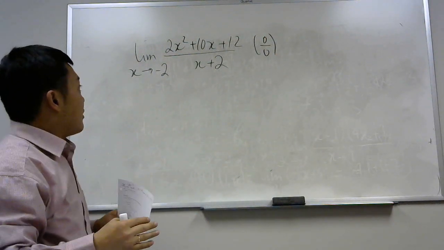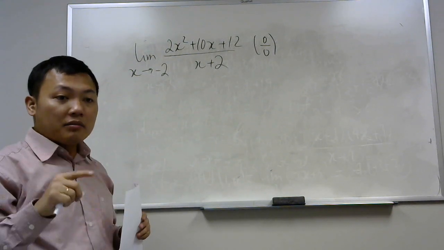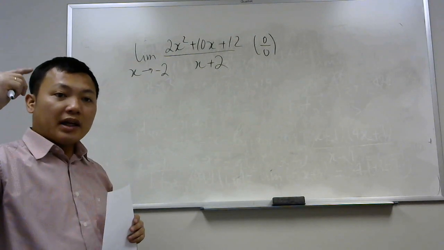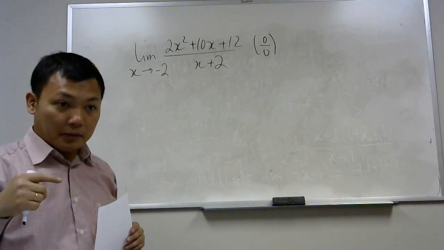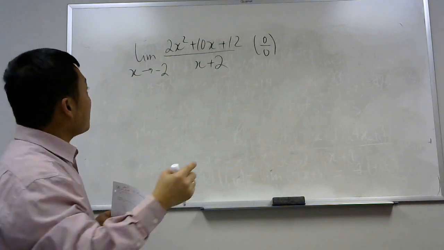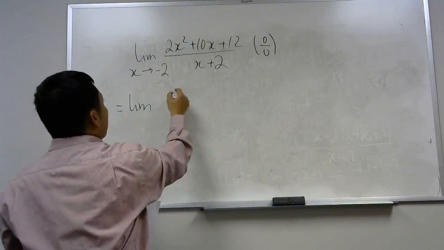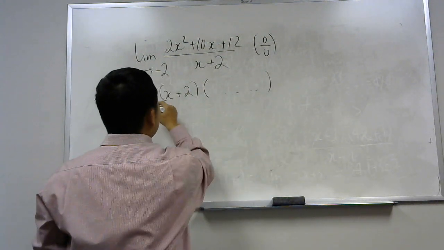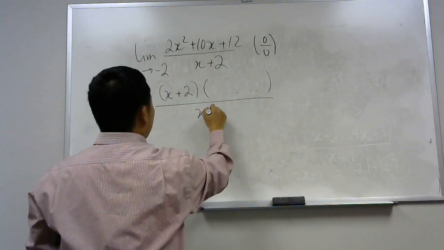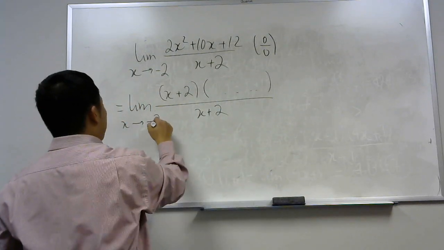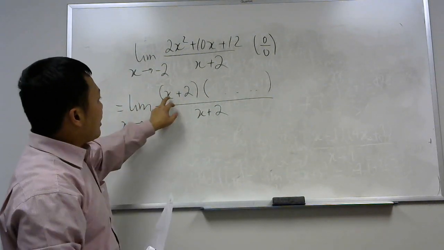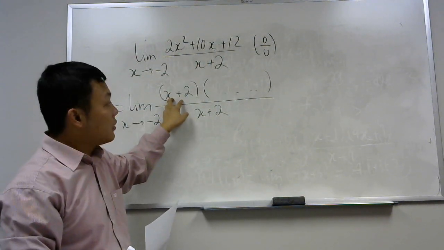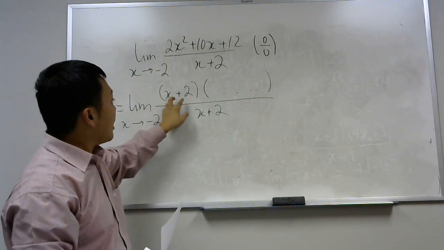Once you have 0 over 0, that means -2 is a common zero of the top and the bottom. That means you can factor the top and the bottom by x plus 2. So I'll do that right now. I get x plus 2 in here, right? And x goes to -2. I have to write this right away because I want to factor the top by x plus 2. Don't forget.